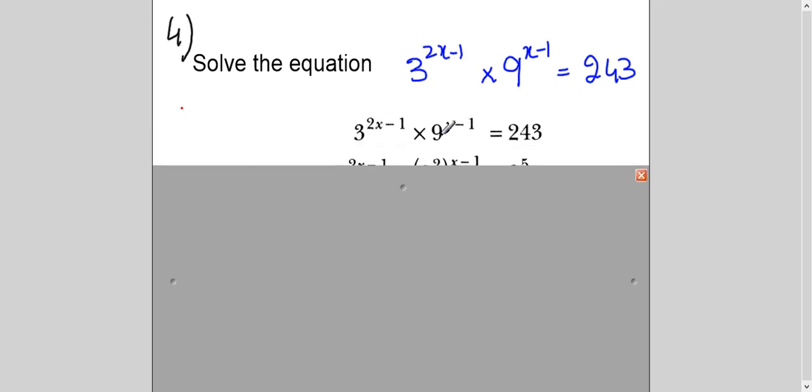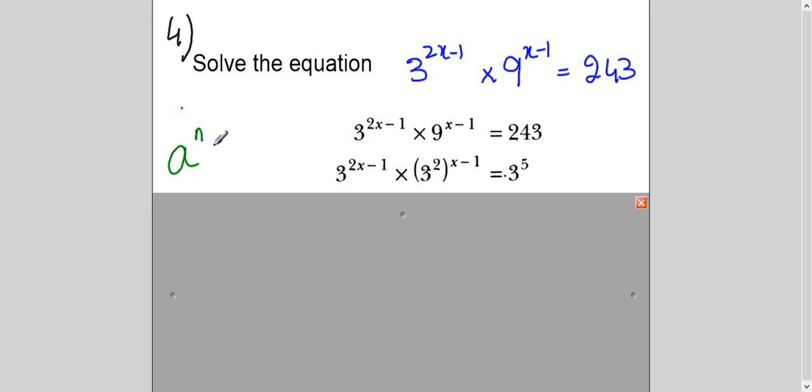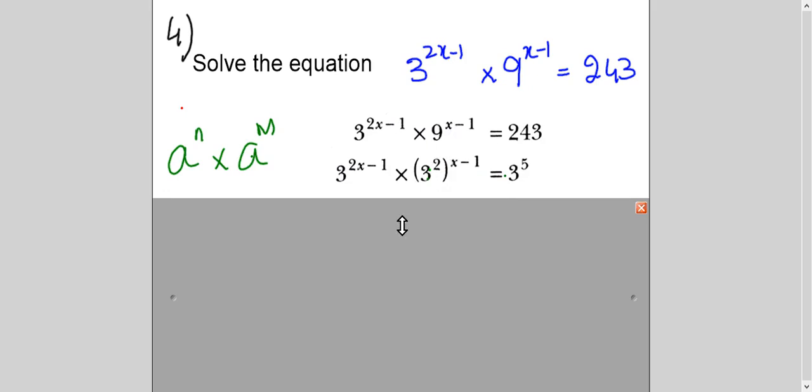So now, 9 will be changed into 3 power 2, and 243 is 3 power 5. Now you can see the bases are the same. This is equal to, but here it is multiplication, so powers will be added. Because of this rule: when the base is the same and the power is different and there is multiplication, powers are added. So first of all, we have to change this into a single term. Right now there are 2 terms.